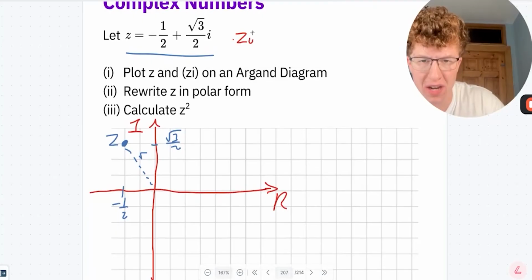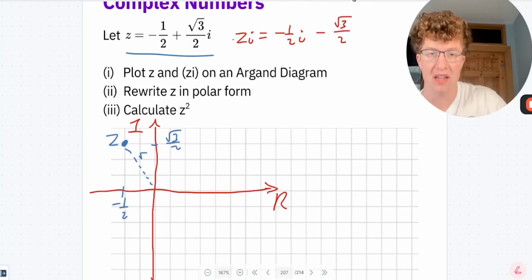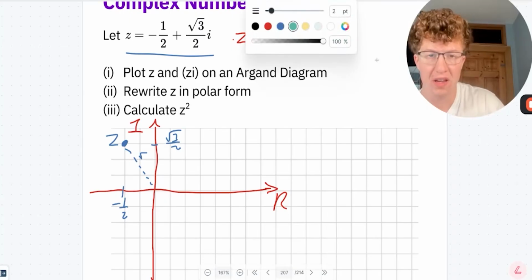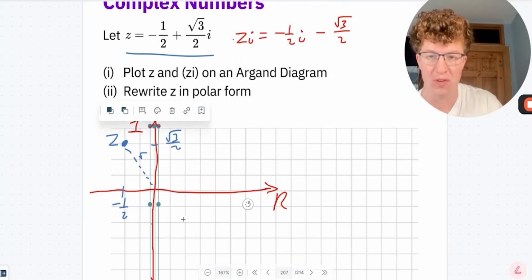Well, z times i is just going to be minus a half i, and then we're going to have minus root 3 over 2, because we're going to have i squared, which is just minus 1. So then for z times i, we're going to be going minus a half down the imaginary axis, and then minus root 3 over 2. Yeah, over here.